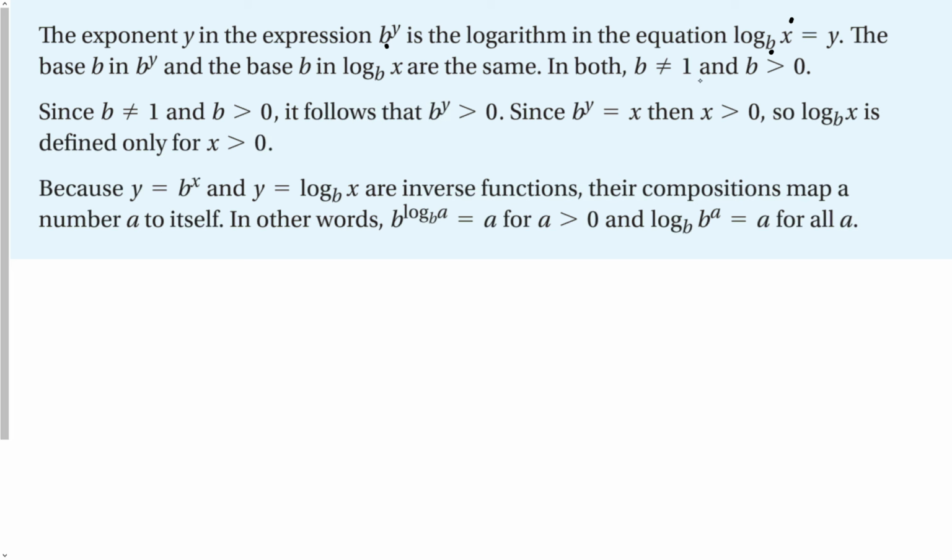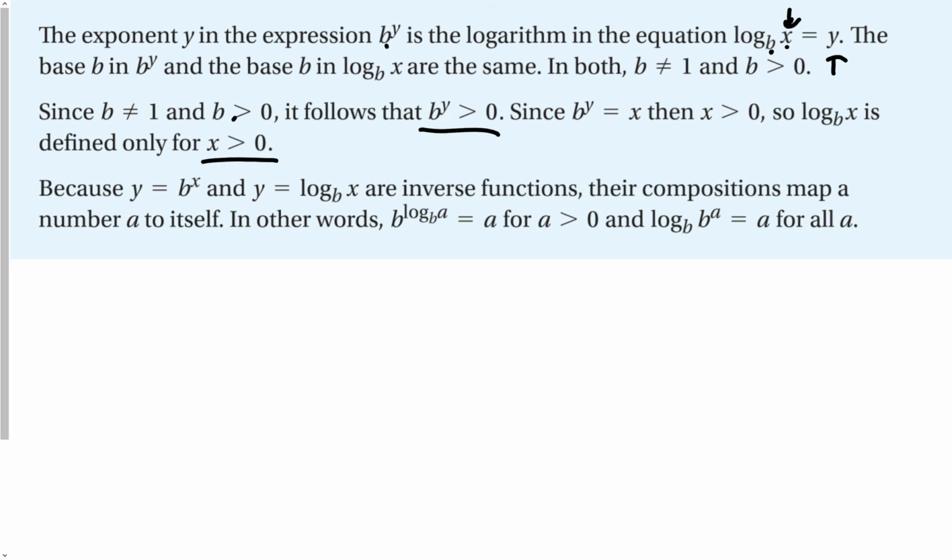Okay, and again, b not equal to 1 has to be bigger than 0. Because the base is not 1, and because the base is bigger than 0, that means b to the y has to be bigger than 0. So since b to the y is the same thing as x, then x has to be bigger than 0 as well. So the inside of the logarithm cannot be negative either. We can't have negatives there. You can have negatives in the exponent. Negative exponents are okay, that gives you fractions. So log base b of x is defined only when x is bigger than 0.